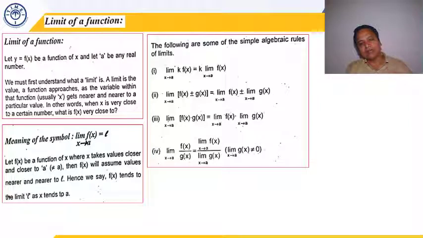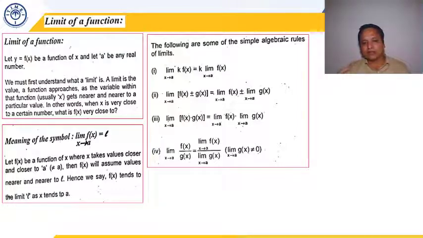If you wish to find the limit of two functions which are given in product form, then find their individual limit values and multiply them. So limit of f(x) g(x) when x tends to a is as good as limit of f(x) as x tends to a multiplied by limit of g(x) as x tends to a.